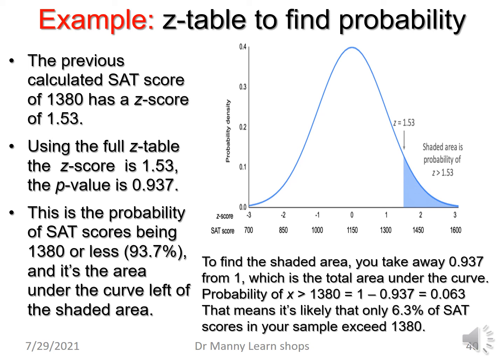To find the shaded area, you take away 0.937 from 1, which is the total area under the curve. The probability of x greater than 1380 equals 1 minus 0.937 equals 0.063. That means it's likely that only 6.3% of the SAT scores in your sample exceed 1380.